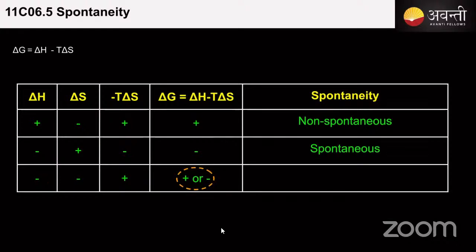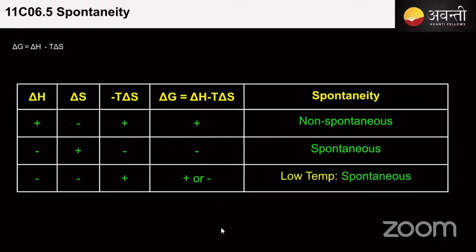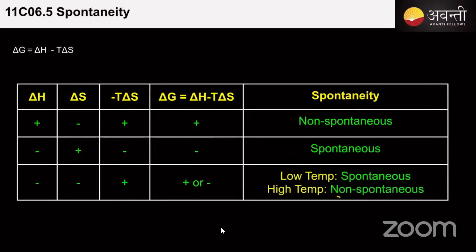Now let's say the second case: if enthalpy is -2 and minus T delta S is +1. Then you'll get -1, where delta G is negative. That means the reaction is spontaneous. So in this way, you'll get two possible cases. At lower temperature, the reaction is spontaneous, where the T delta S value will be less. Now, if we use higher temperatures, the product of T delta S is very high, which can overcome enthalpy at higher temperatures. So at this point, the reaction may become non-spontaneous.